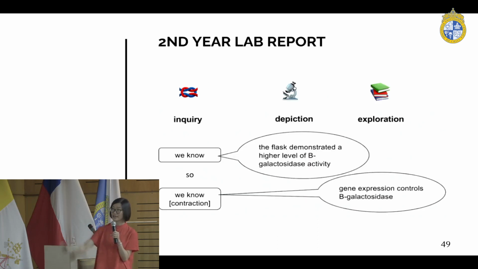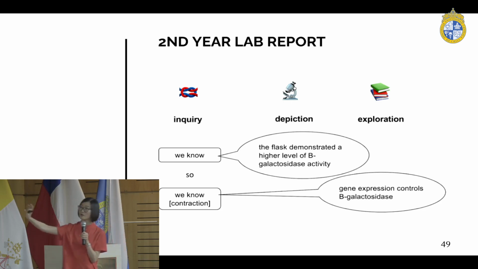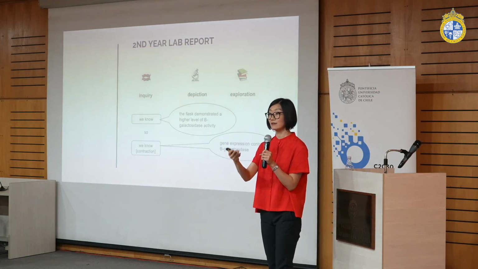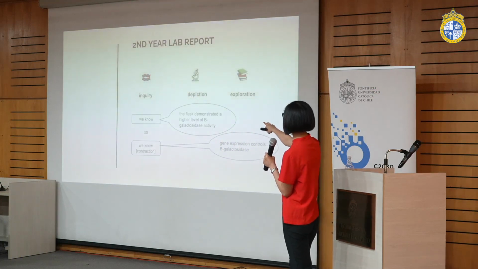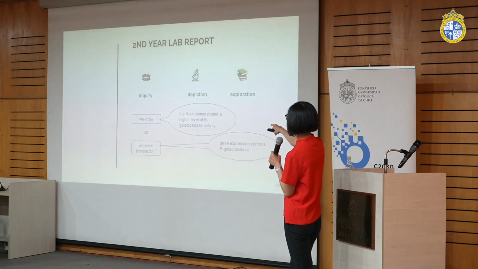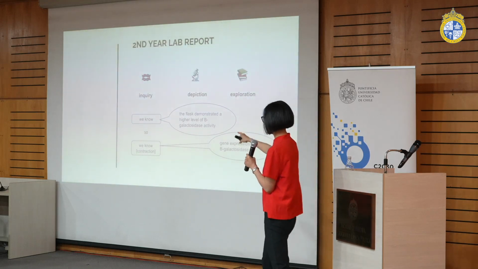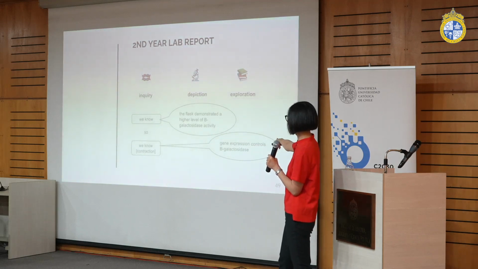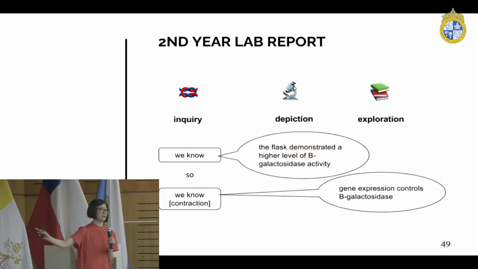And secondly, in the second year lab report, we have this shift of meaning. We also have inquiry. As you can see, inquiry is everywhere, right? We need to have this inquiry, your thought process, your thinking process to connect all of these ideas. Now we have inquiry, and the meaning shifts from depiction, which is literally what they saw in the experiment. Here we have the flask demonstrated a higher level of beta-galactosidase activity. We saw that, yeah, we know that's what happened. And we conclude gene expression controls galactosidase.